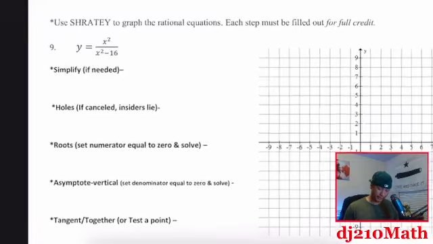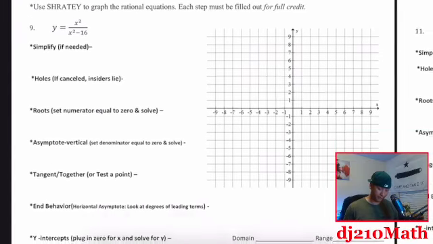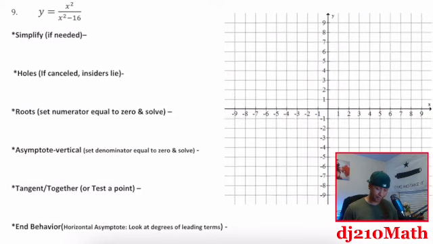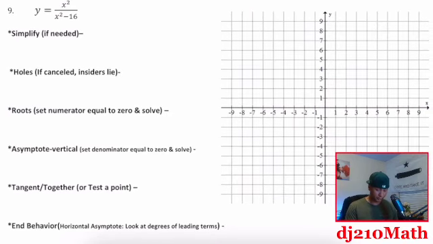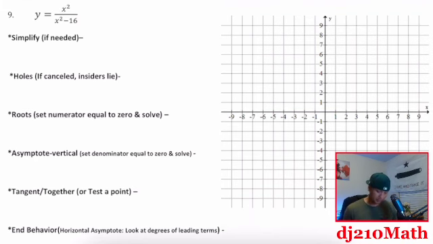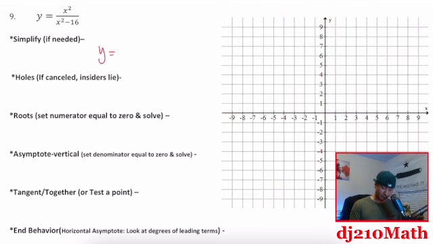All right, we're going to use the acronym that we use to figure out how to graph a rational function. So first step that we always do is try to simplify as much as possible. And here we see that we can simplify the denominator, because the denominator is a difference of squares. 16 is a perfect square. X squared minus a perfect square. X plus 4, x minus 4. So this would be the simplified version.